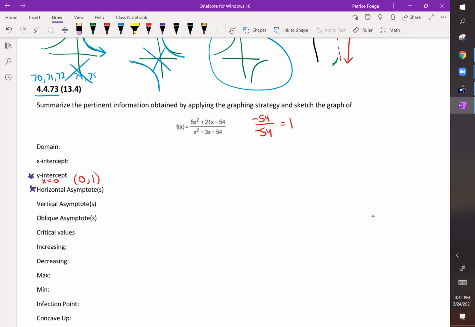Horizontal asymptote, that's the Bobo Botten eats RC saying. So our highest exponent on top is 2. Highest exponent on bottom is 2. That's exponents are the same. So we're going to reduce the coefficients in front, which would be 5 over 1. So we have a horizontal asymptote at y equals 5.